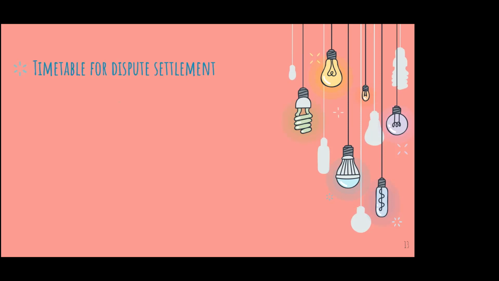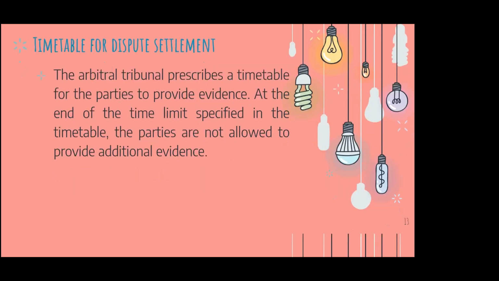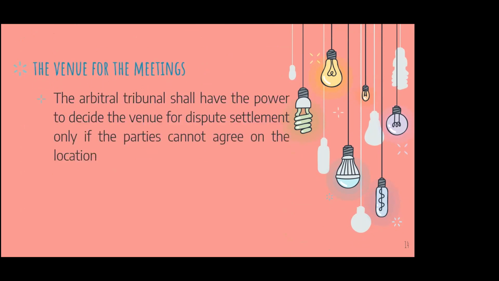Regarding the venue for the trial, the arbitral tribunal prescribes a timetable for the parties to provide evidence. As to the venue for the meetings, the arbitral tribunal shall have the power to decide the venue for dispute settlement only if the parties cannot agree on the location. Article 22 of the VAC rules.